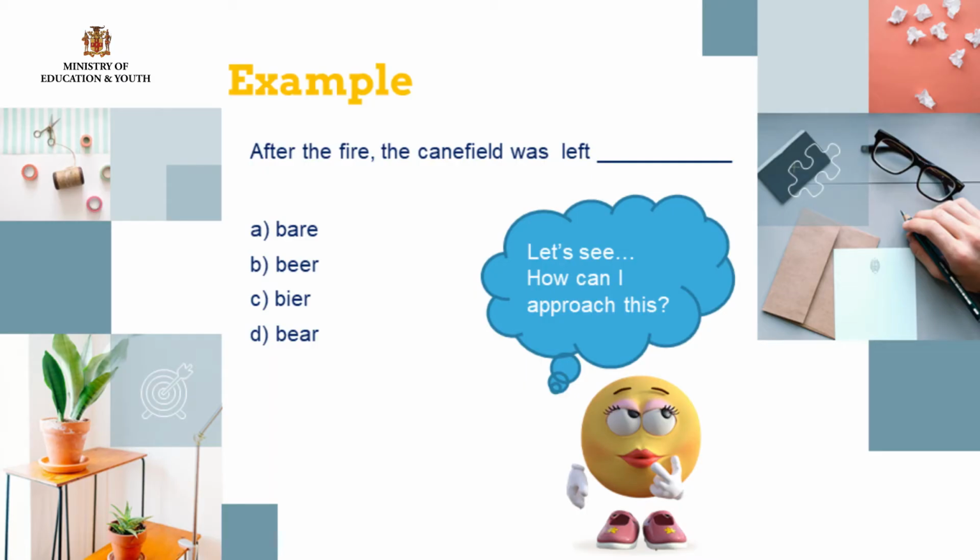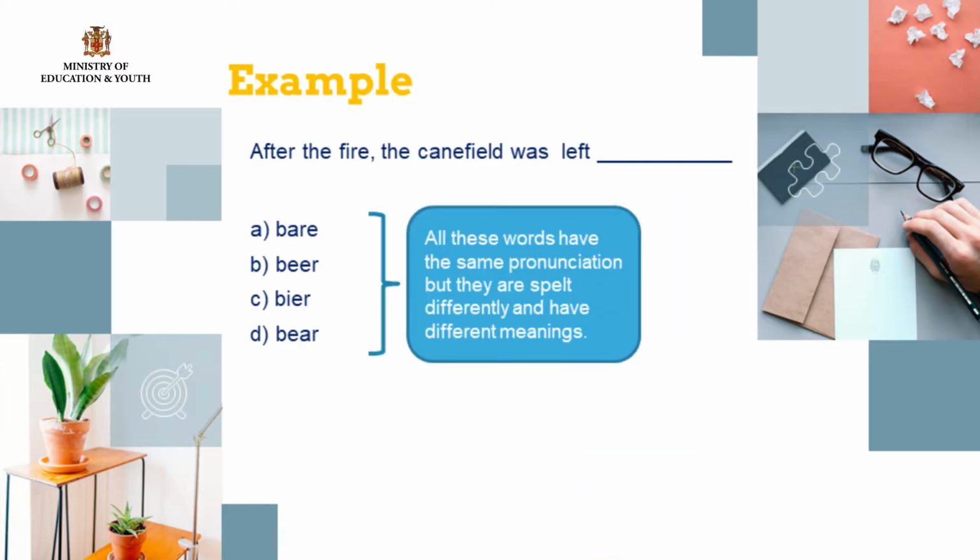Let us look at an example. After the fire, the cane field was left A, bare, B-A-R-E; B, beer, B-E-E-R; C, bier, B-I-E-R; or D, bear, B-E-A-R. Now we see here, students, that there are several words and they all are pronounced the same. However, each word has a different meaning.